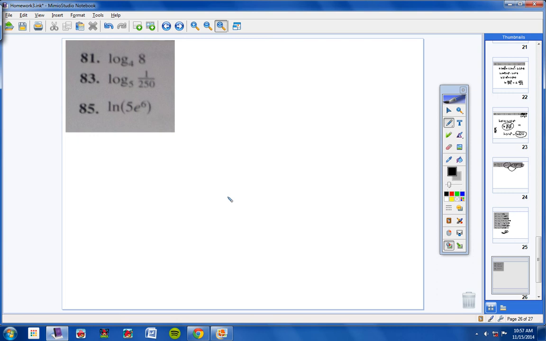Let me look here what they want us to do real quick. Okay. Use the properties of logarithms to rewrite and simplify. Okay, so we're going to rewrite and simplify. So here we go. This will be interesting. Not sure exactly what they want us to do, but here we go. Let's try this, okay?